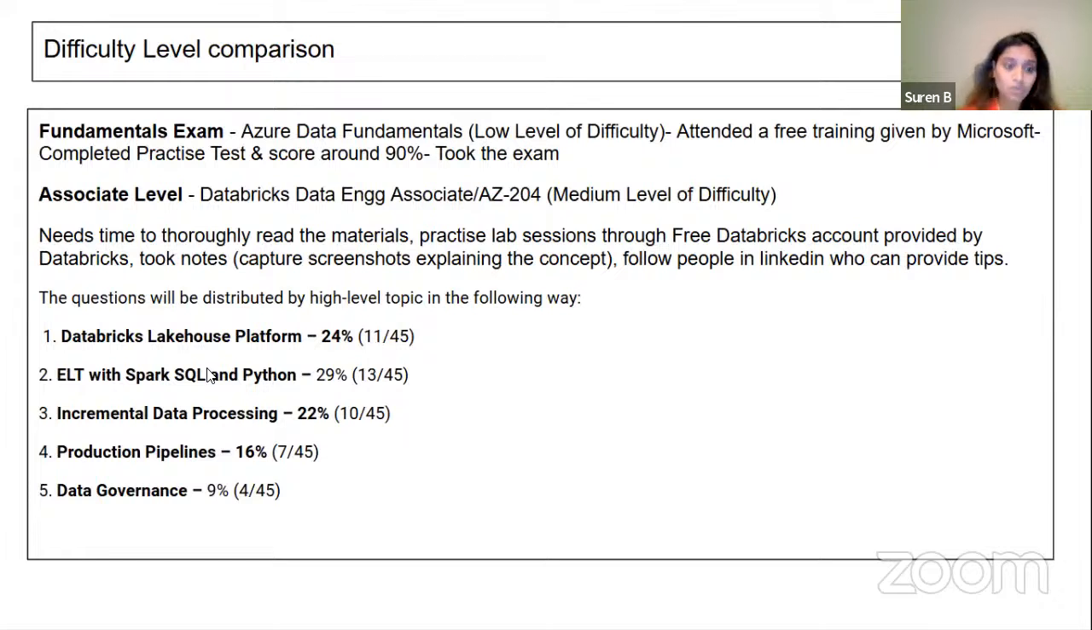You'll at least have to answer 13 questions in this topic, something like that. So you have to achieve 70% to pass this exam. And so you need to be very well versed in these topics, definitely all these three, which have a higher level of percentages here.